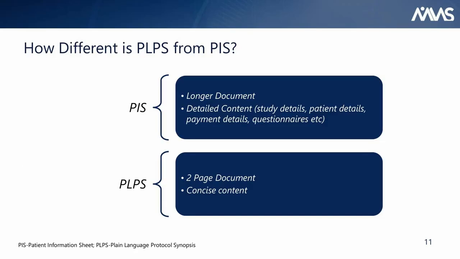How different is PLPS from patient information sheet? Patient information sheet is a longer document, while PLPS is a 2-page document. Patient information sheet has detailed content which includes patient details, study details, payment details, questionnaires, etc. Whereas PLPS is a concise document. Next slide, please.